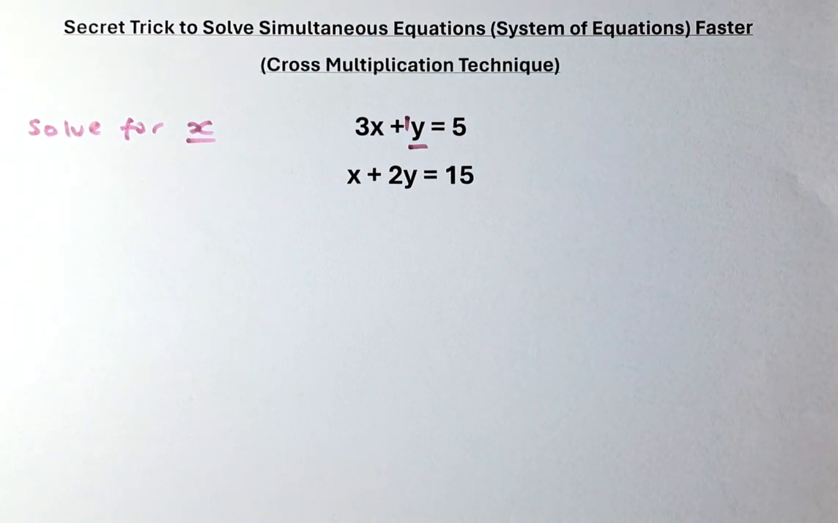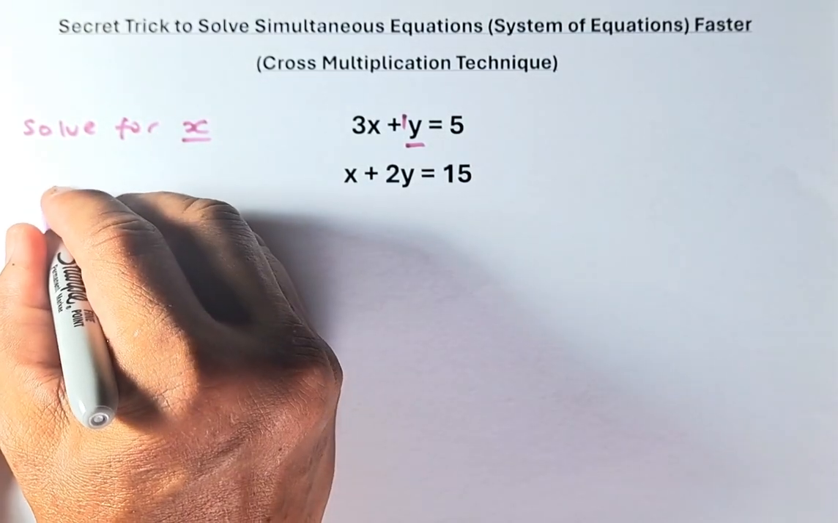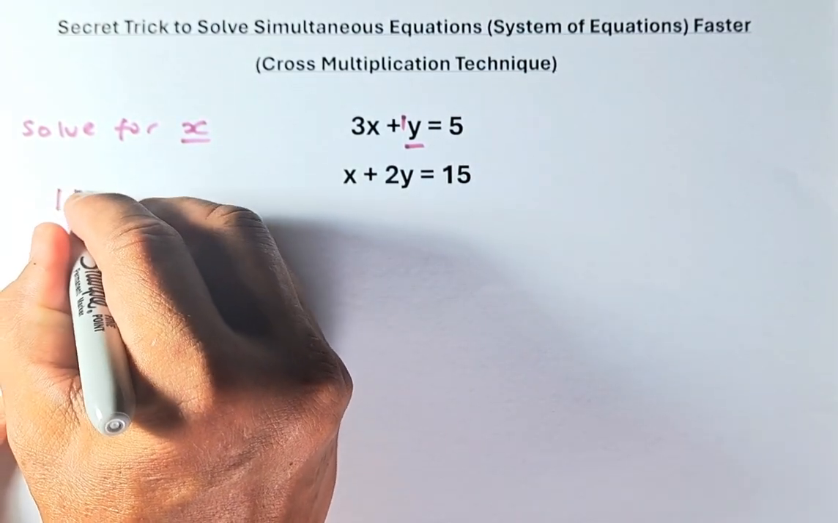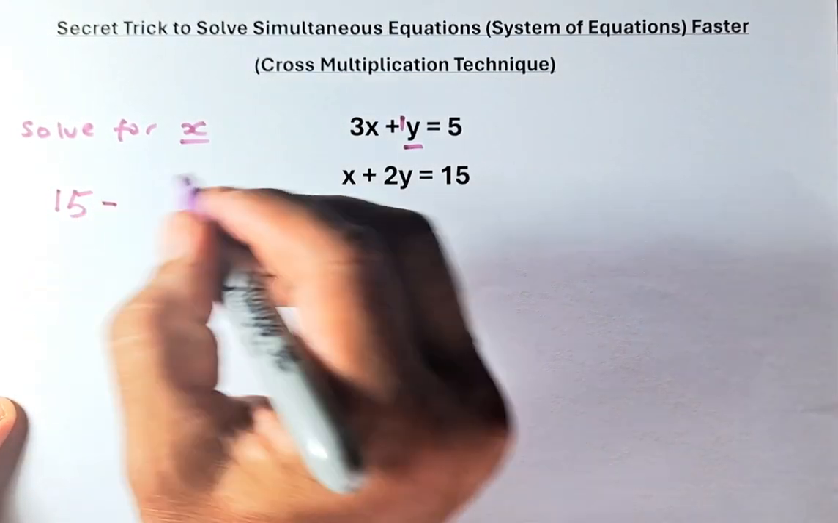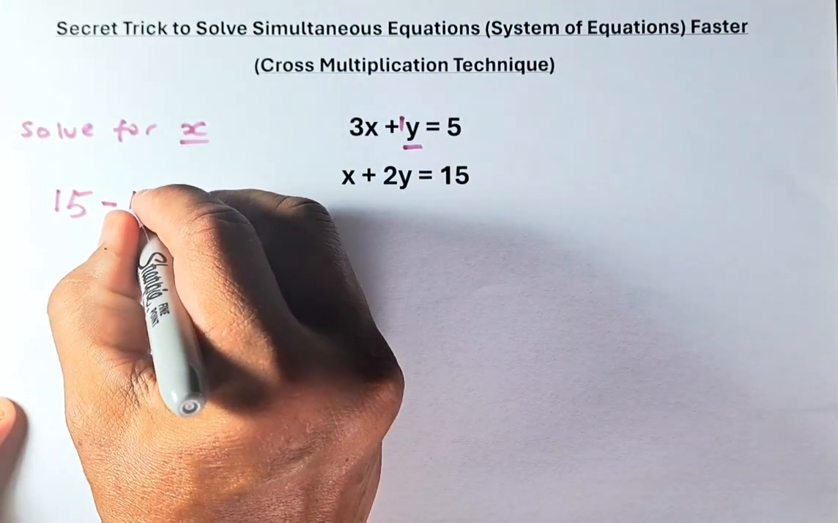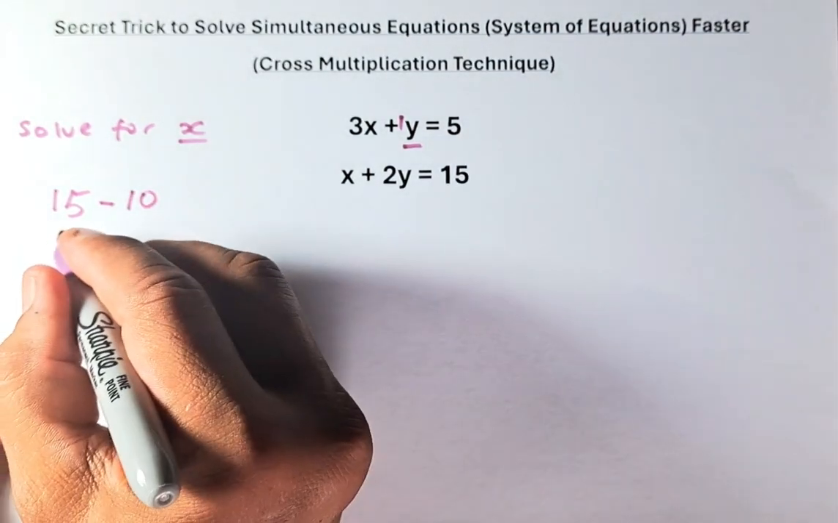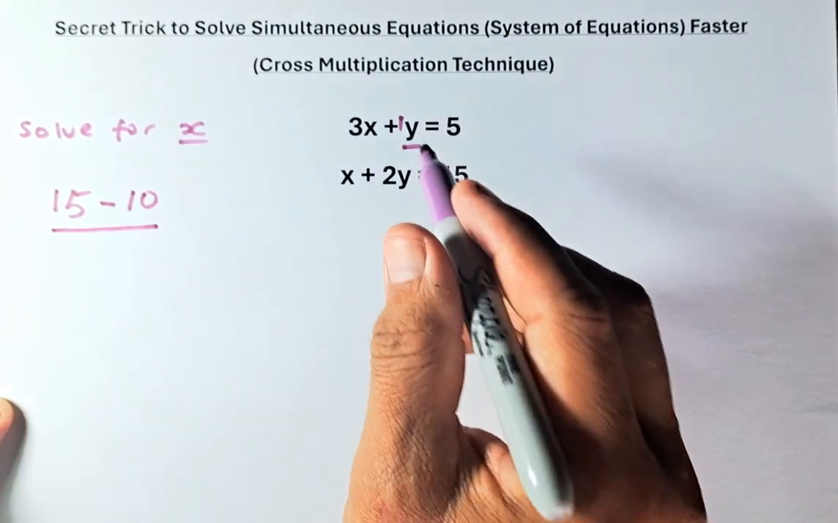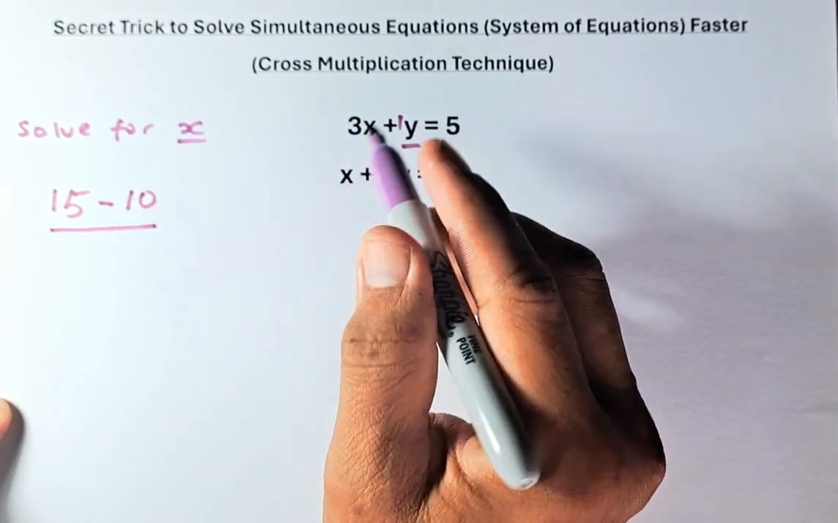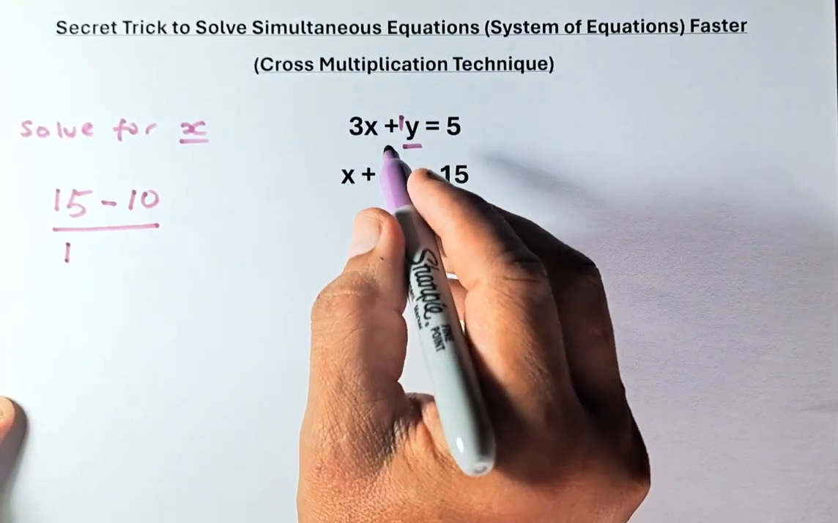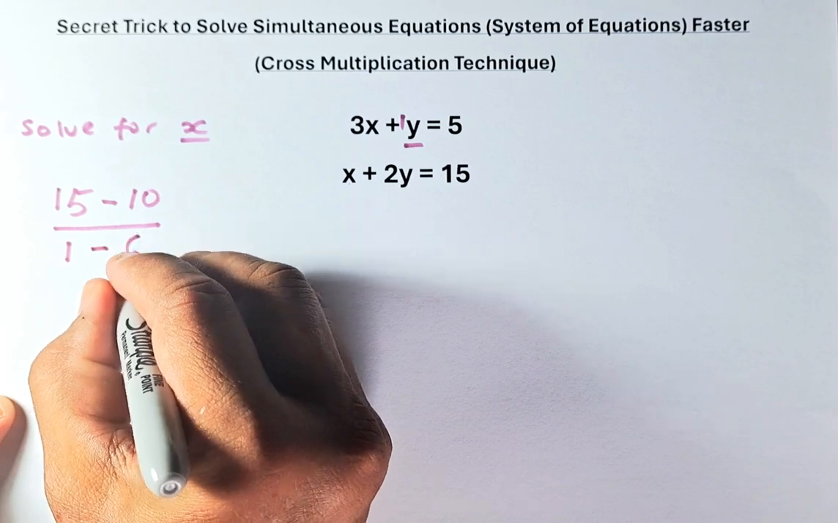So you're going to cross multiply: 1 times 15 is going to be 15. And then you're going to minus 5 times 2, that will give us 10. So that is the numerator. To get the denominator, you just do this part of the equation. Y was the pivot, so 1 times 1 is going to be 1, minus 3 times 2, which is 6.